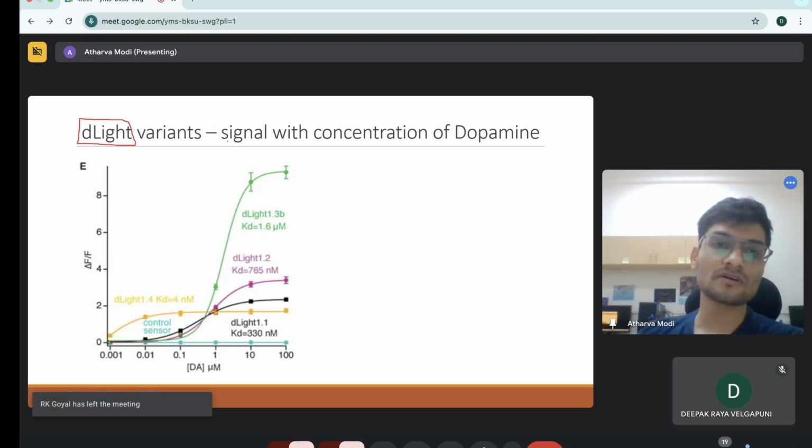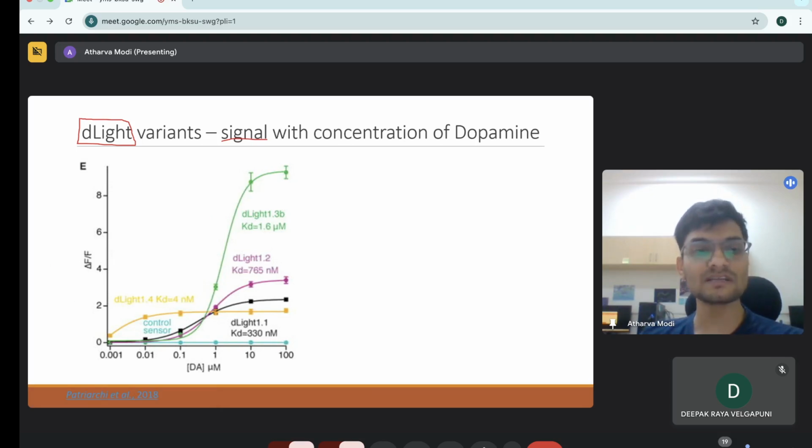This is the plot for fluorescent signal with concentration of dopamine. Here the plot is delta F by F, basically the proportional change in fluorescence, with concentration of dopamine. You see that there are different variants of dLight, and each of them behaves differently in presence of dopamine. You can measure this quantity using light, and get an idea about the concentration of dopamine present in the region where you want to measure.